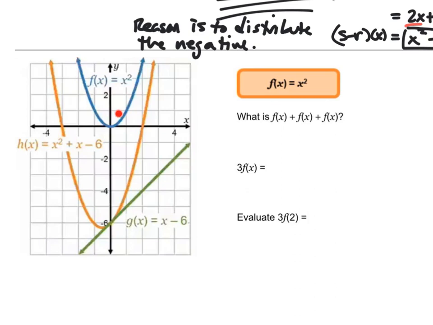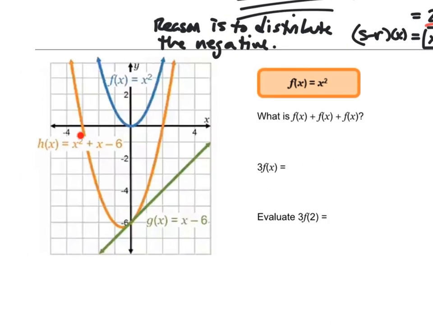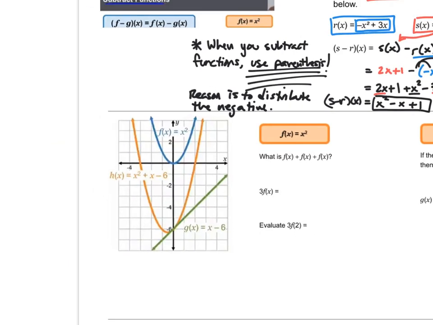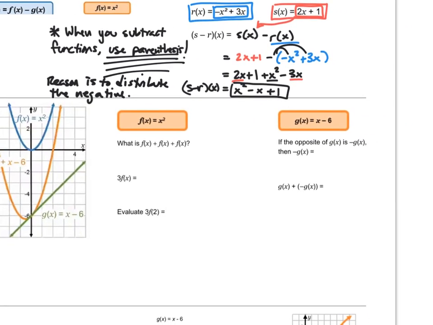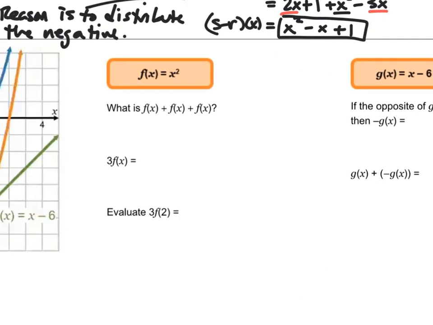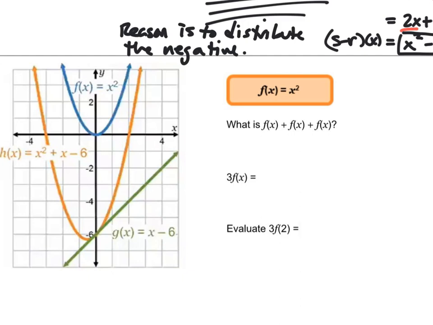Okay, so then we have these three functions. We got this function f, which is x squared. You have this function h, which is x squared plus x minus 6. And then you have a function g of x, which is x minus 6. We have that picture. And what we're going to do is first take a look at this. You have this function f of x equals x squared.